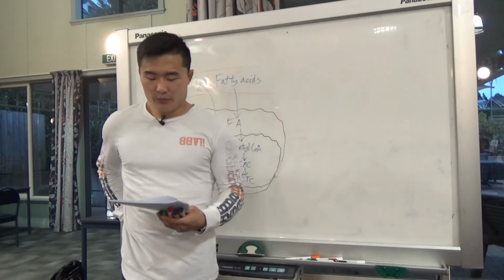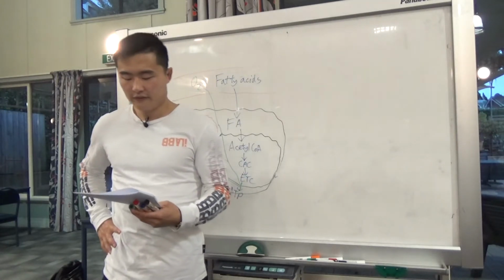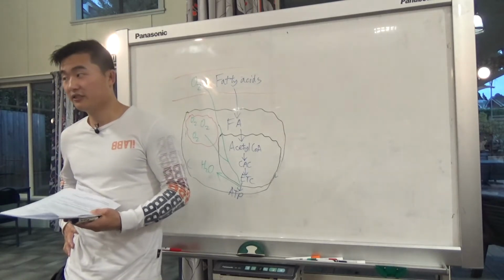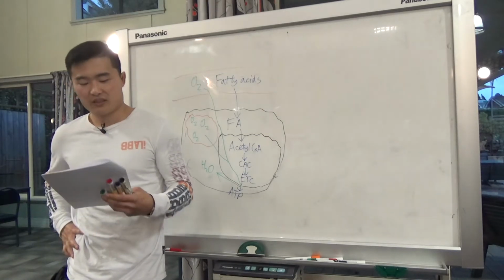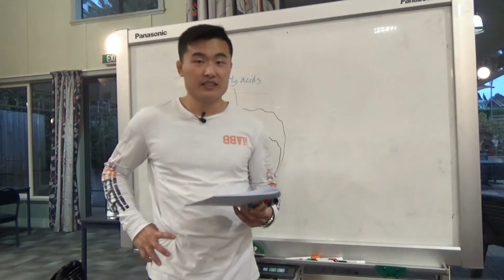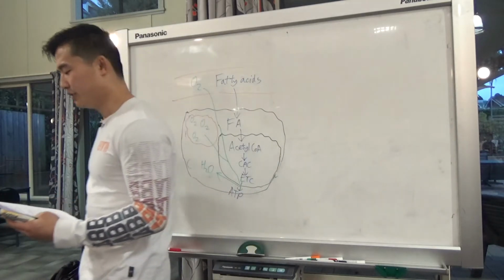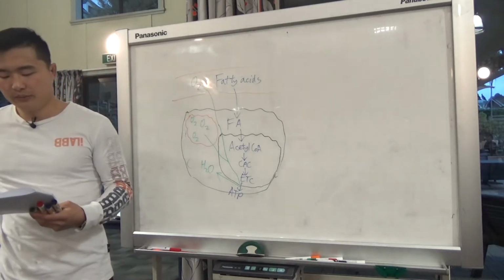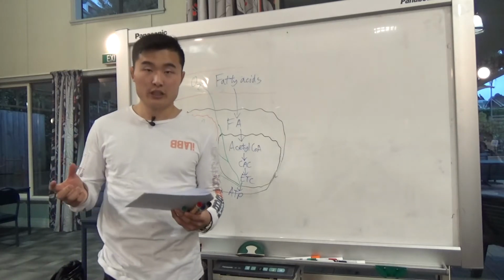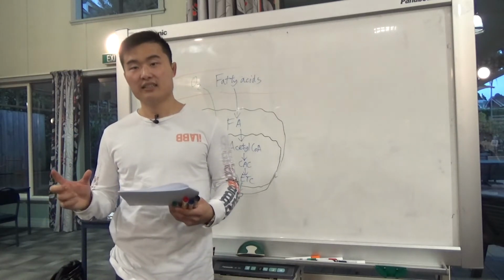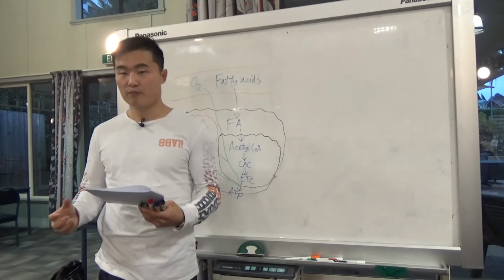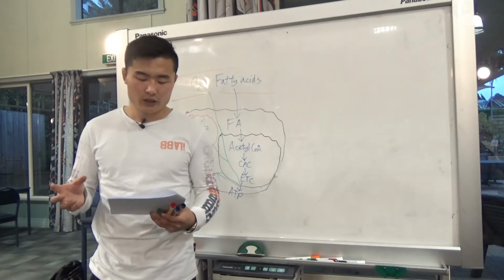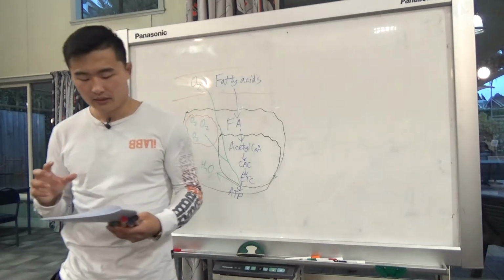And D, the presence of uncoupling protein increases metabolic rate via uncoupling ATP synthesis from fatty acid oxidation. Is this true or false? So this is false. It could be very easy to think that this is true, but remember that it's uncoupling ATP synthesis from the electron transport chain, not fatty acid oxidation. Okay, so it's uncoupling ATP synthesis from the electron transport chain.